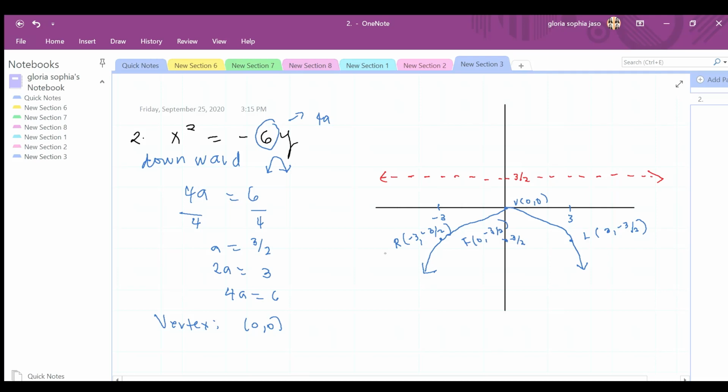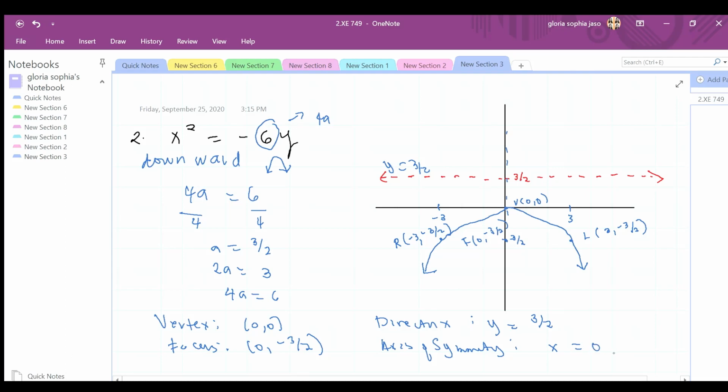Okay, so let's identify the focus. Focus is at (0, -3/2). The equation of the directrix is y equals 3 over 2, this line, and the axis of symmetry is this line, class, and that line is x equals 0.